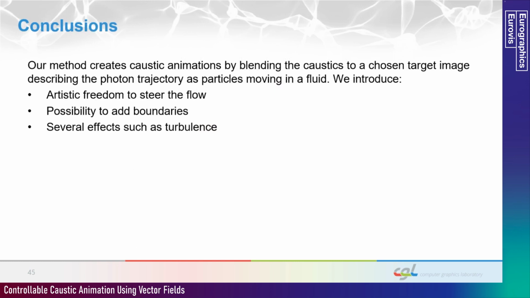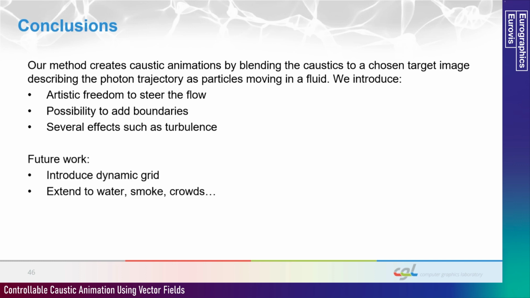As a summary, we propose a method to create caustic animations where we blend the caustics to a chosen target image along an unsteady vector field, describing the photon trajectories as particles moving in a fluid. Using this vector field, we can also introduce new constraints that help the artist direct the flow, create boundaries, or add additional effects such as synthetic turbulence.